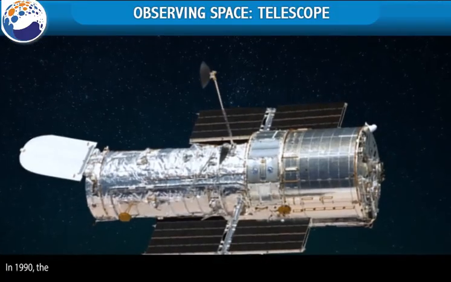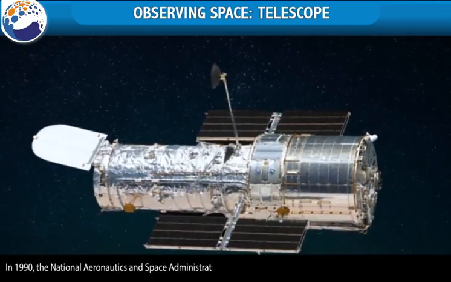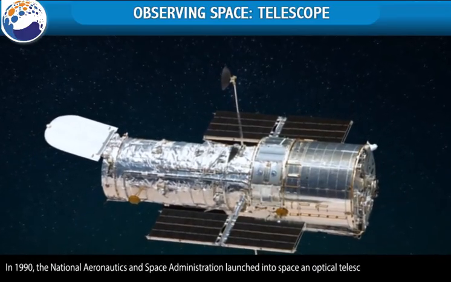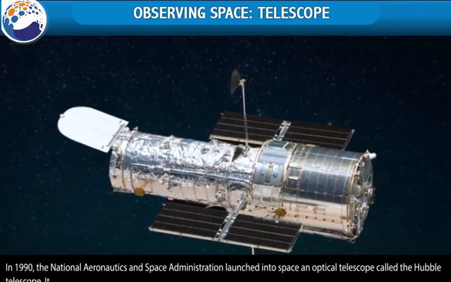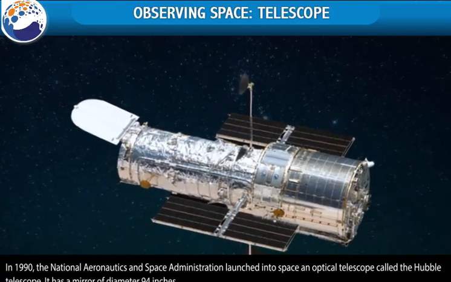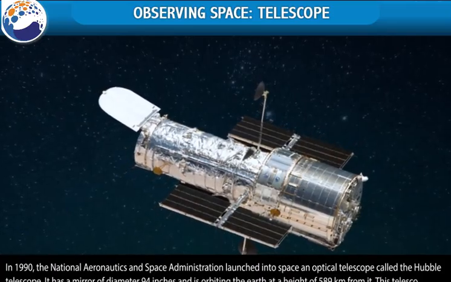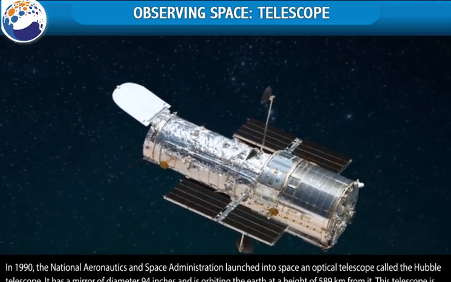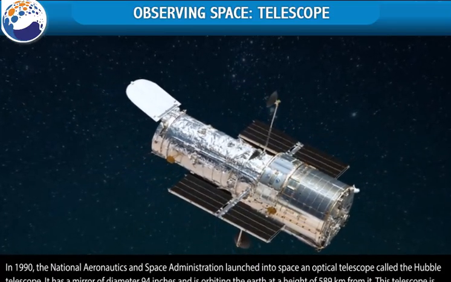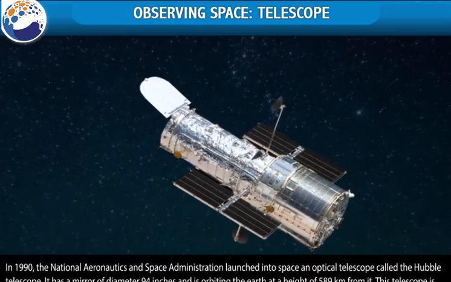In 1990, the National Aeronautics and Space Administration launched into space an optical telescope called the Hubble Telescope. It has a mirror of diameter 94 inches and is orbiting the Earth at a height of 589 km from it. This telescope is still working and has helped to make important discoveries.